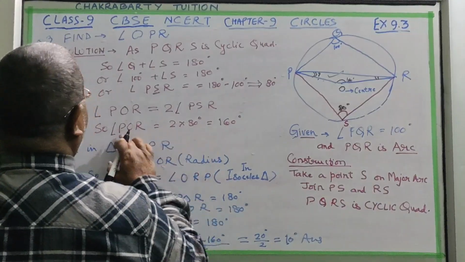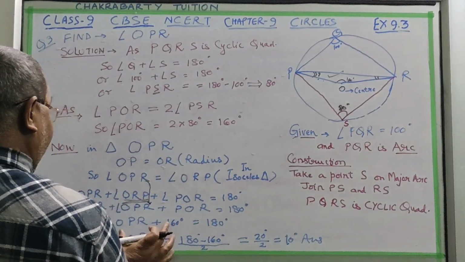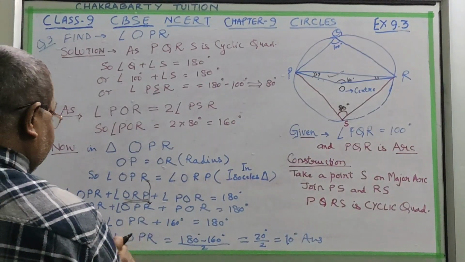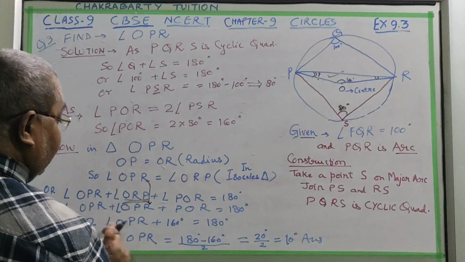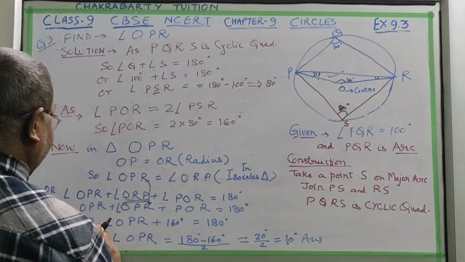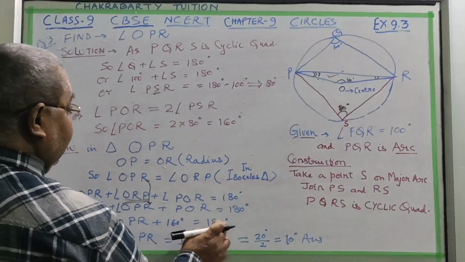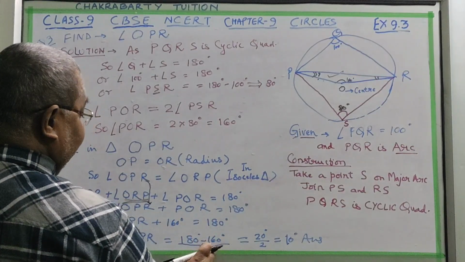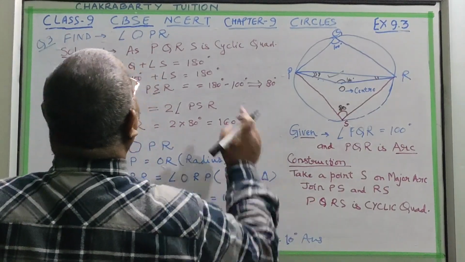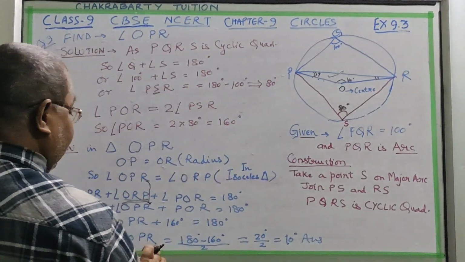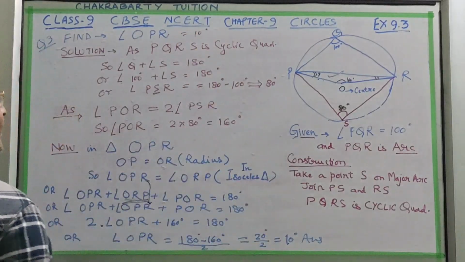And POR, you have already proved POR 160 degrees. Now values we are replacing. So 2 OPR. So OPR will be equal to, this 2 will go to divide side, because here it is in multiply position. So it will go to divide position. This plus will go to minus position. So 180 minus 160 upon 2. So it will be 20 upon 2 is equal to 10. So your answer, angle OPR is equal to now 10 degree. Okay. By this way, this question is over.